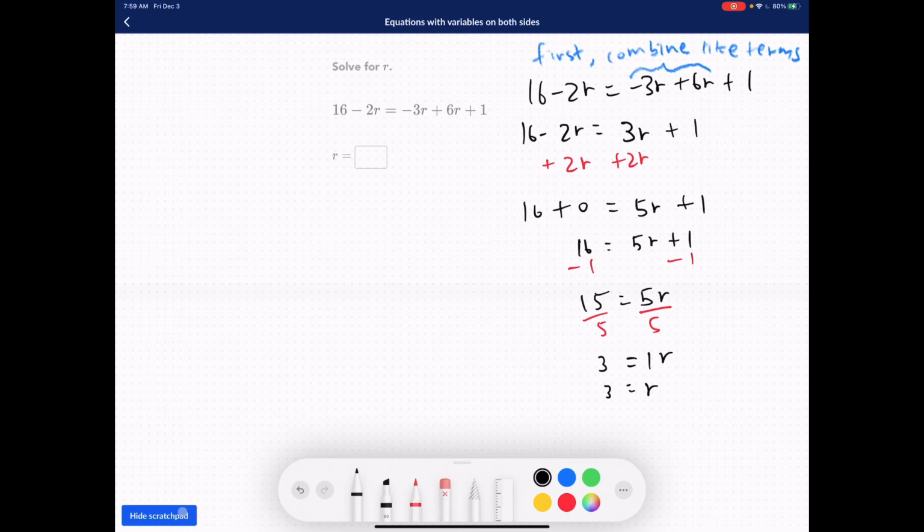And so now after you do that, we're going to check it, right? Because we said that r is equal to 3, but we want to make sure that r really equals 3 here. So we're going to rewrite the problem: 16 minus 2r equals negative 3r plus 6r plus 1. Okay, and so after we solve the problem, we need to check the solution. So everybody write that in your notebooks right now.